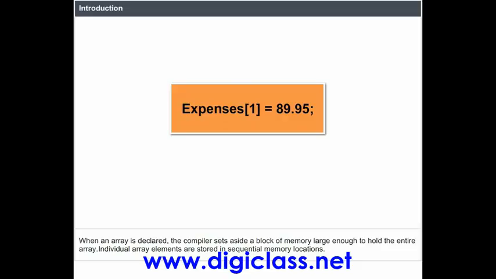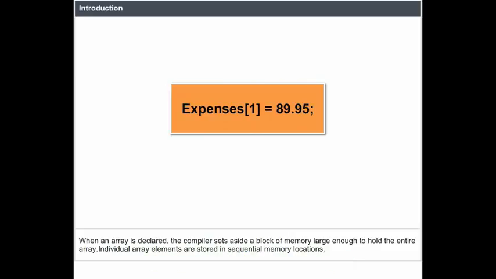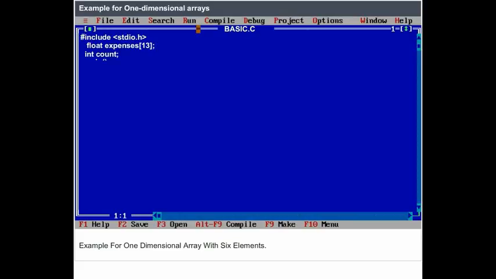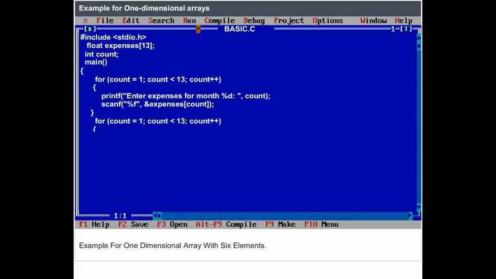When an array is declared, the compiler sets aside a block of memory large enough to hold the entire array. Individual array elements are stored in sequential memory locations. Example for one-dimensional array with 6 elements.